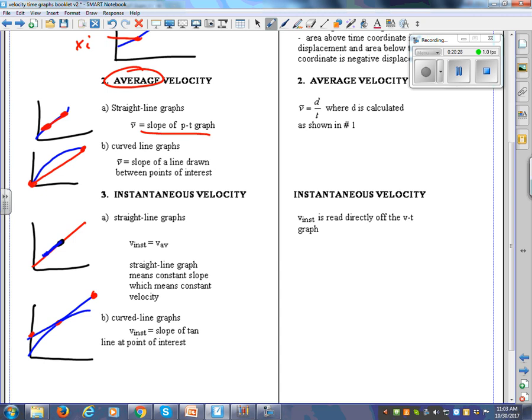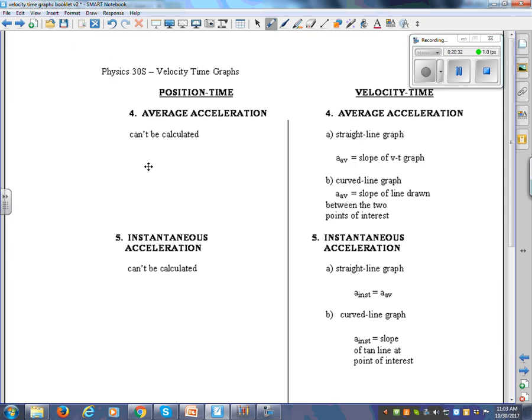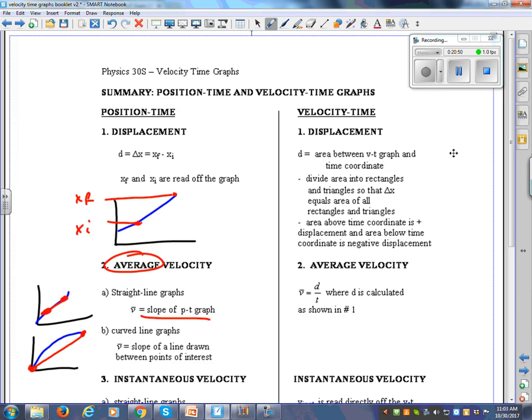Okay, left-hand side of the second page. Can you find average acceleration from a position time graph? Cannot be done. Can't be done. You'd have to create a velocity time graph and then find it. Instantaneous acceleration also can't be done. Okay? Let's summarize velocity time graphs.